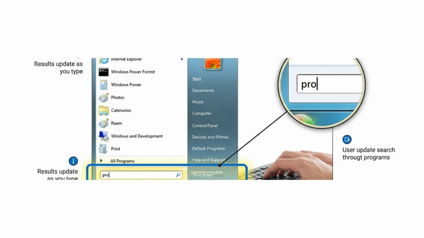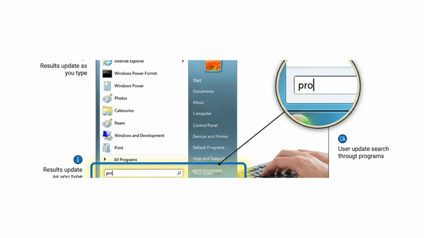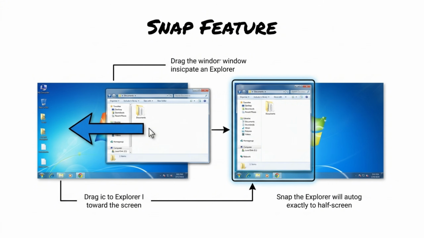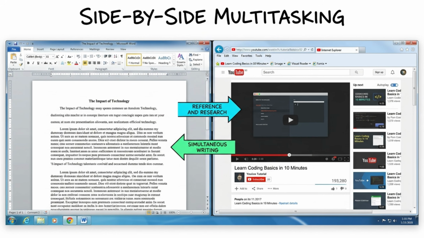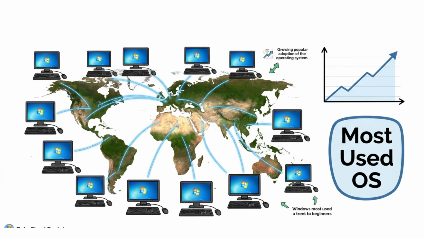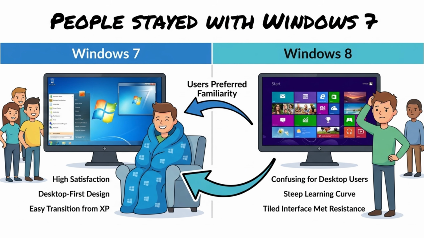Hover over an icon and see a tiny window, a search bar that actually found your stuff instantly, and a killer feature called Snap. Drag a window to the left edge and it snaps to half the screen. Drag another to the right, boom, side by side. Perfect for writing an essay while watching YouTube tutorials. Windows 7 became the most used OS for years. Even after Windows 8 came out, people clung to 7 like a security blanket.